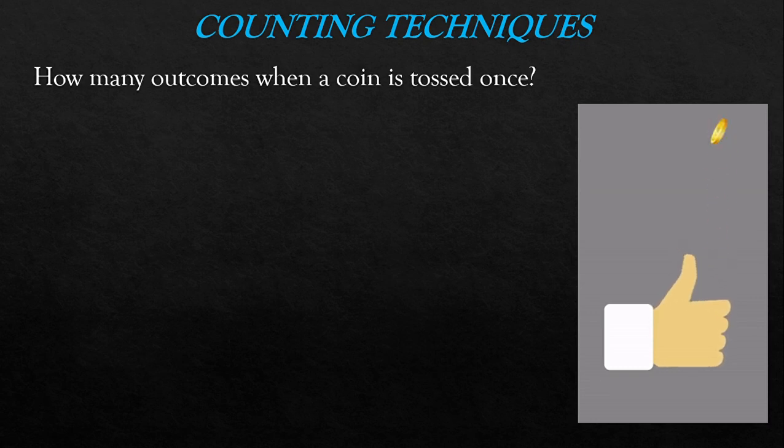And now, I will teach you how to count all the possible outcomes. So these are the counting techniques on how to count all the possible outcomes in a certain experiment. So in this experiment, we have how many outcomes when a coin is tossed once. A coin tossed once is what we call the experiment.